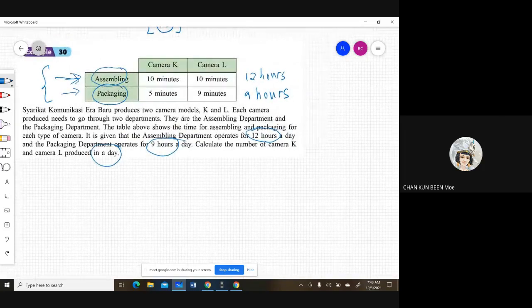But if you look at the time for the assembling, they are all given in minutes. So for the total operating hours for the assembling department, 12 hours, you need to convert it to minutes. Meaning it is 12 multiplied by 60 minutes. So you will get 720 minutes altogether. And then the 9 hours for the packaging department, you also multiply by 60 minutes. So you will get 540 minutes.